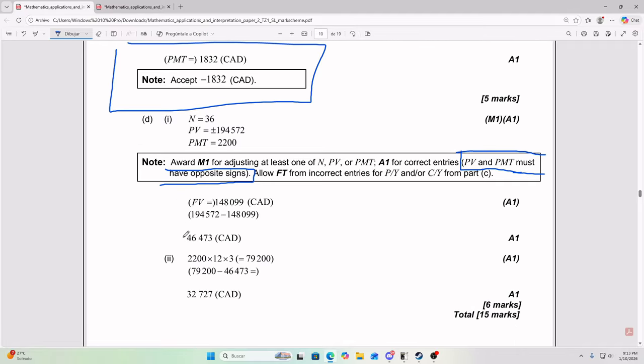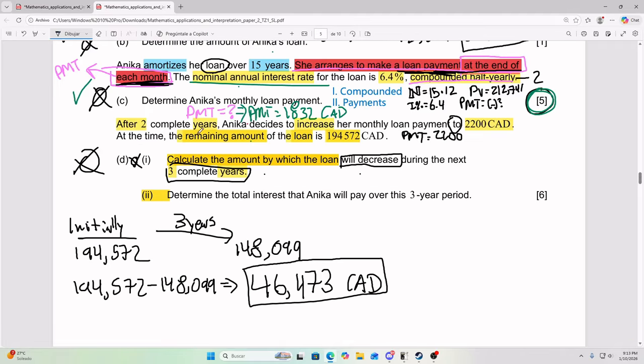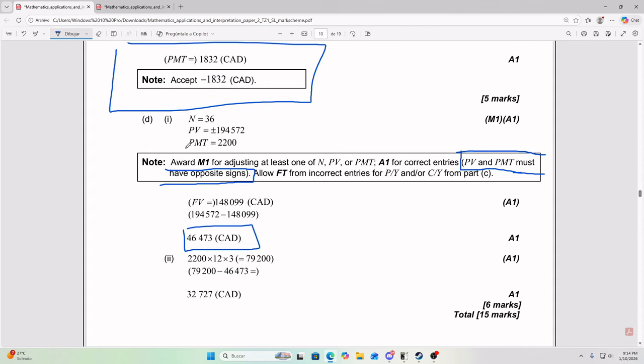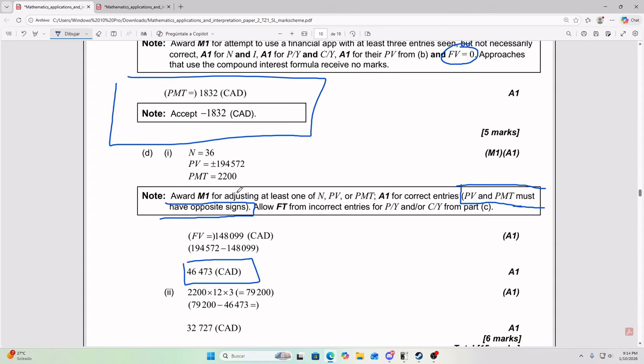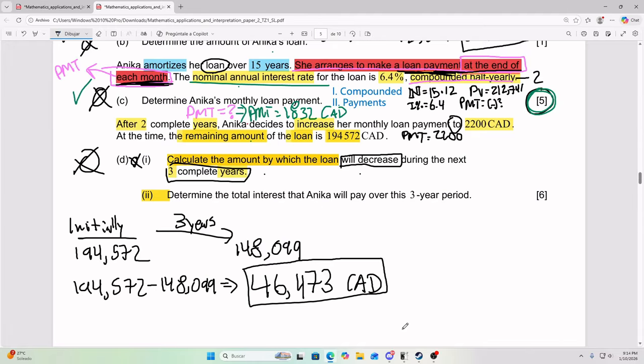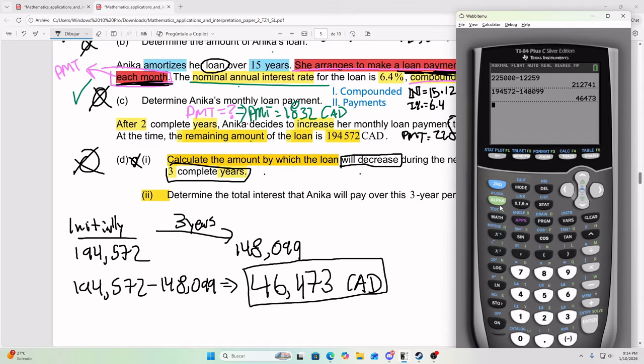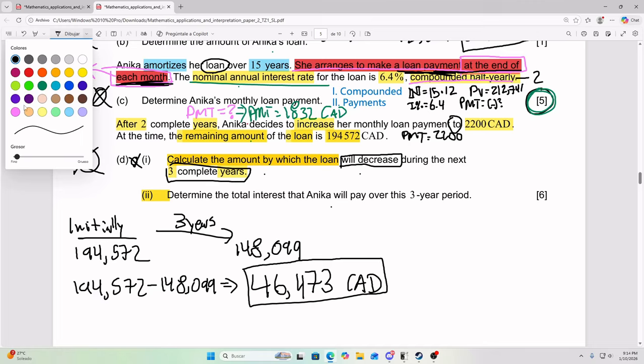So DI over here, we do end up with 46,473. And plugging in, it was important to have clear that PV and PMT must have opposite signs. Yes, the calculator gave us a negative 148,000, but using the context, we know that that was the loan after 3 years. So you can keep that sort of stuff in mind. It is fairly relevant to understand it well. Always apply context of the exercise. It helps you understand your calculator as well in times like these.